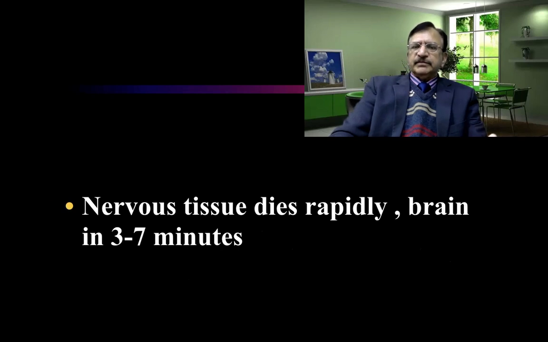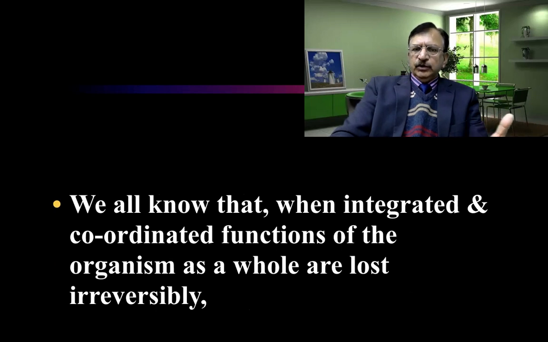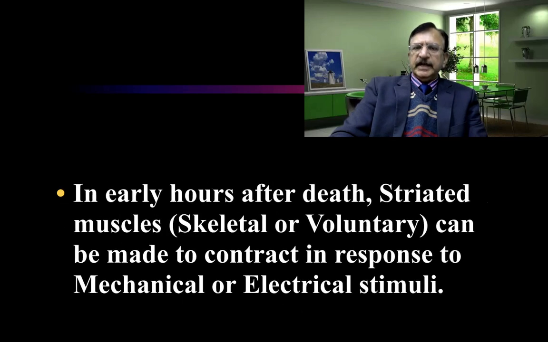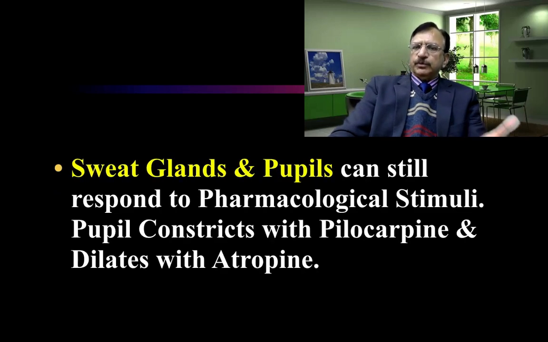We know that nervous tissue dies rapidly, the brain in 3 to 7 minutes, muscles up to 1 to 2 hours. Similarly with the other organs. When the integrated and coordinated functions of the organ as a whole are lost irreversibly, the individual life in the organ can be demonstrated. We have practically seen this as students of medicine in the physiological lab, because in the early hours of death, the striated muscles, the skeletal and voluntary, can be made to contract by mechanical and electrical stimuli. Sweat glands and pupil can still respond to pharmacological stimuli.